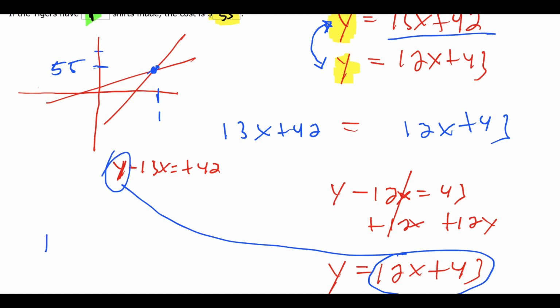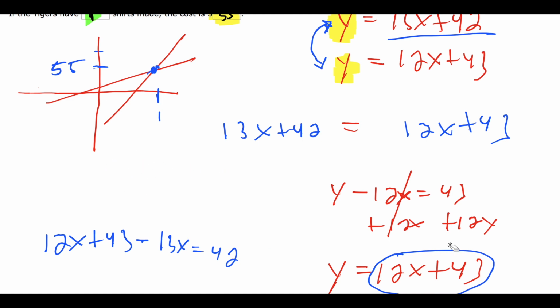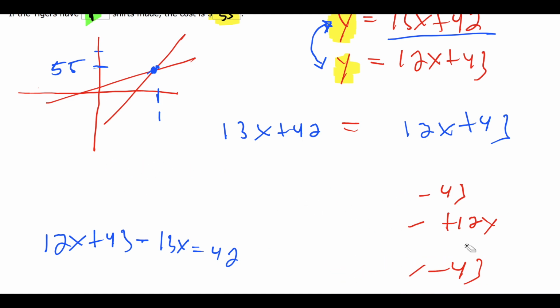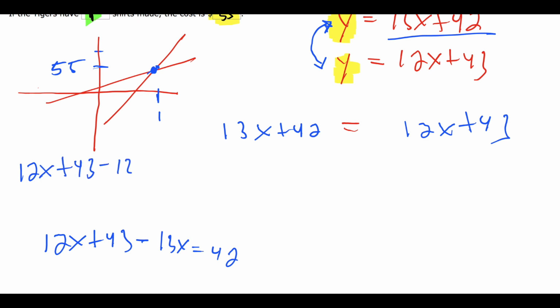So then you'll end up with 12x plus 43, because that's y, minus 13x equals 42. Okay, so I'm going to erase all this and compare that with what I got earlier, which is the same thing. See, 12x plus 43 minus 13x equals 42. So both these equations should be the same.